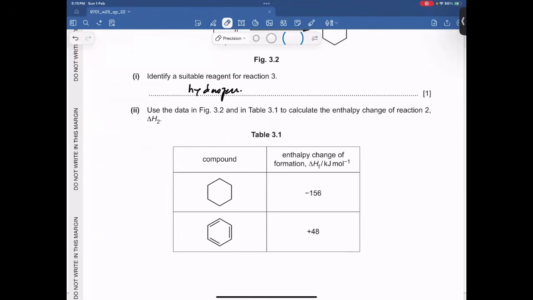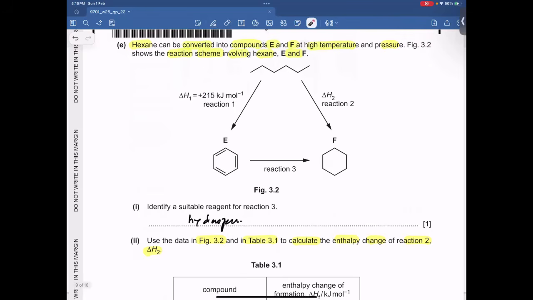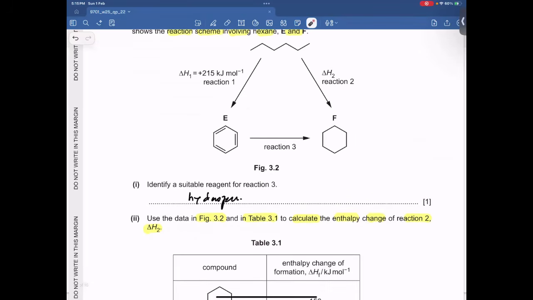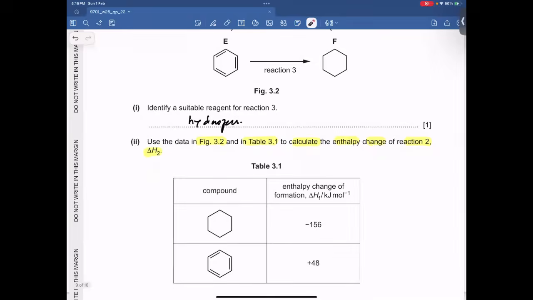Use the data in figure 3.2 and the table 3.1 to calculate the enthalpy change of reaction 2. Okay. So this is basically the Hess's law cycle because the reaction takes place in one step or more than one step, the total amount of energy remains the same. So I'm going to apply Hess's law on this cycle. But we need to determine the enthalpy change of reaction 3 because it's not given in the question. So first we need to find out this value. After that, we can find the value of delta H2 through the Hess's law cycle, okay?